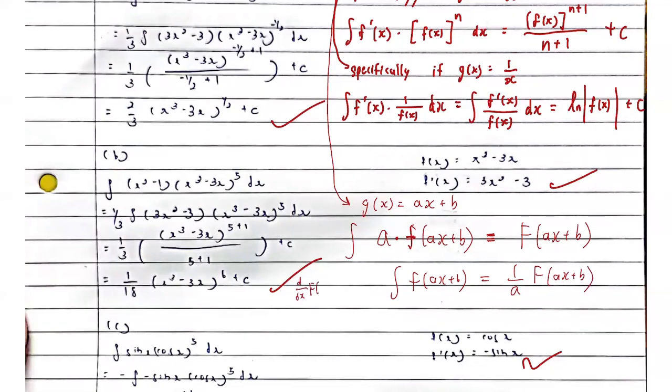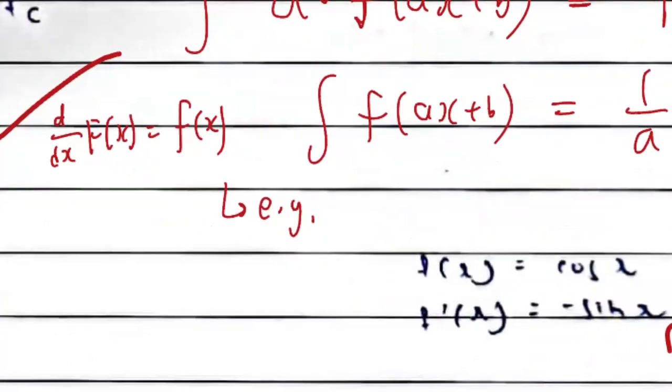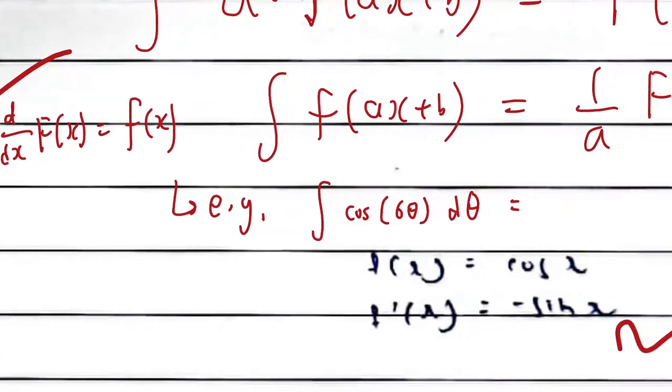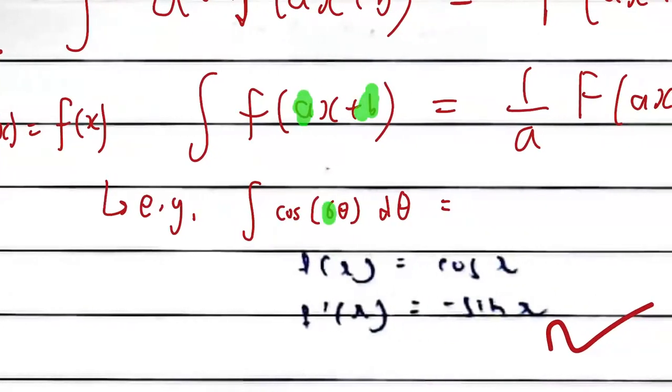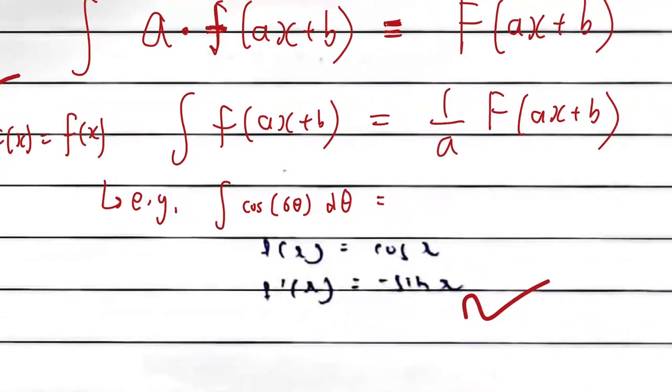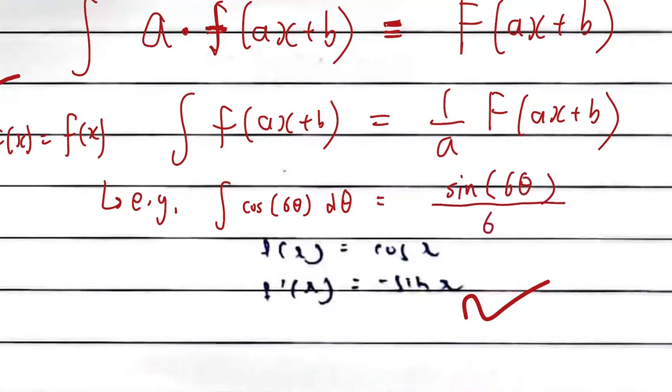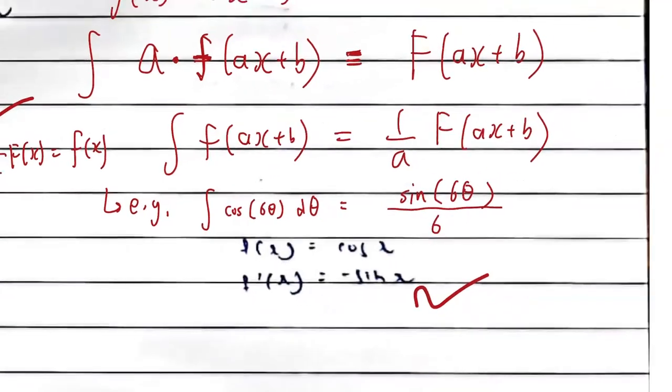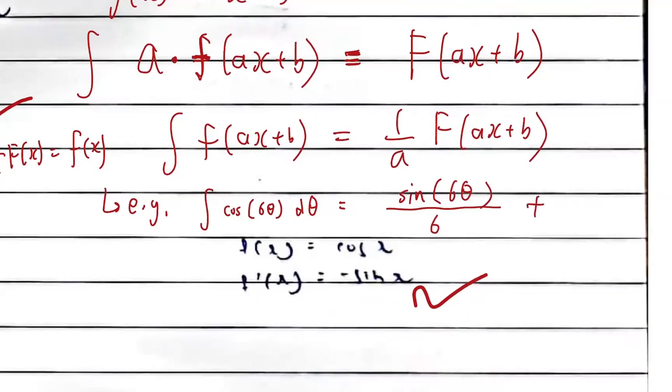Differentiating the big F of x will give you the little f of x. So an example of this would be what we showed just now. Integral of cosine 6 theta d theta. I changed the x to theta. Here my a will be 6, my b will be 0. Then you integrate cosine, you get sine. So just copy down sine. What's inside? 6 theta, copy down. But you have to divide by 6. Over a here means divide by 6. Plus C. Don't forget the plus C. Okay, moving on.